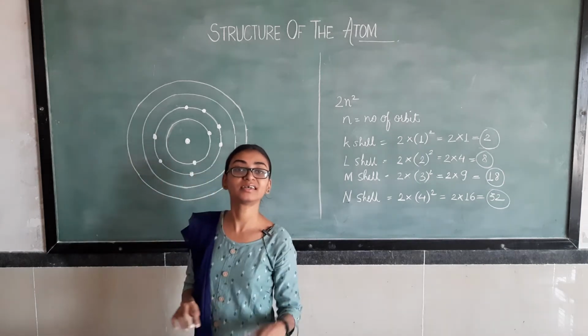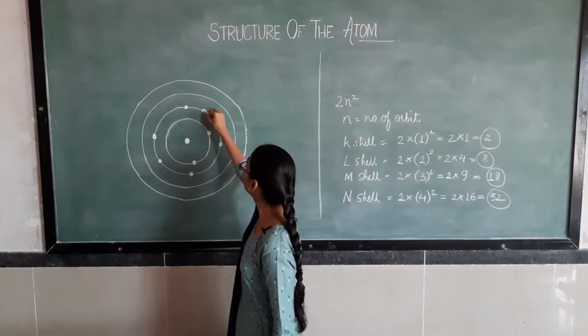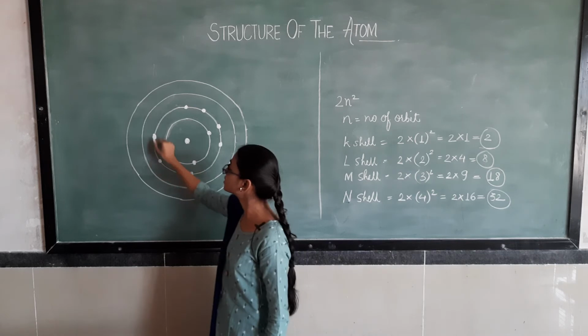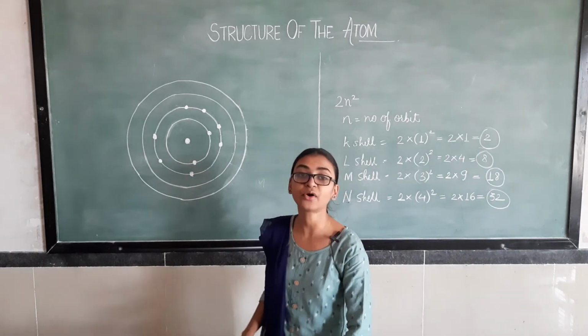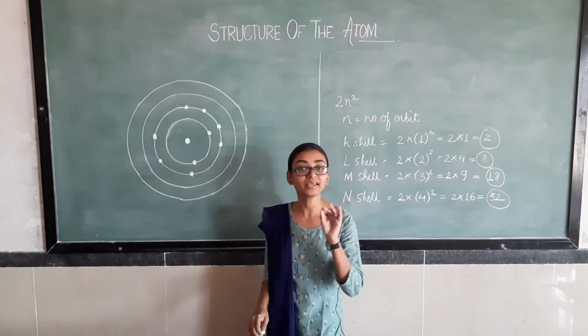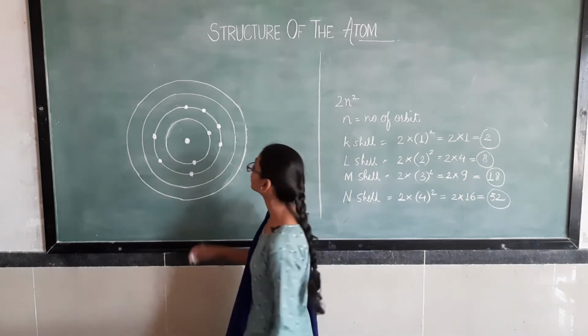Fluorine has 9 electrons in total, so you can see 2, 3, 4, 5, 6, 7, 8, 9. Nine are complete. Then the next element is neon. Neon has 10 electrons, okay. It has 10 electrons.